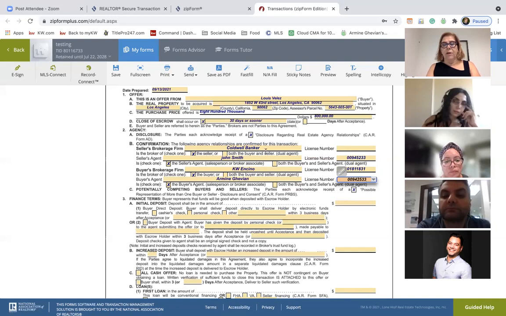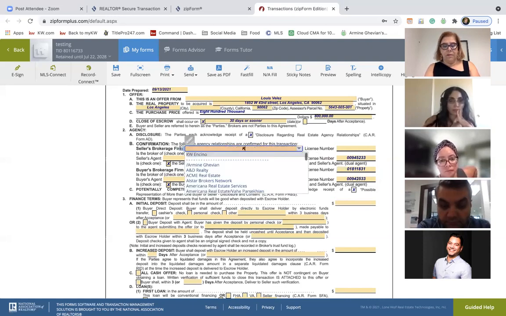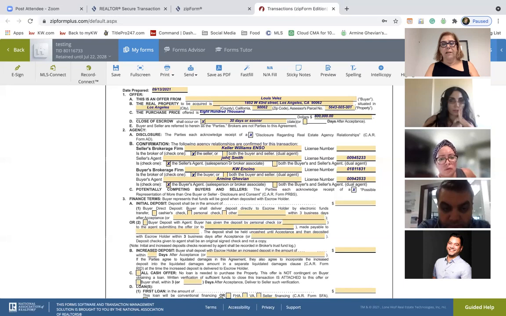What about if I was the listing agent and you were the buyer's agent? What will go here? Same, Keller Williams and Encino. Okay. Yeah, so what are we? Are we both the seller and buyer? Both buyer and seller. Because now we have become the same agency. Remember, we are sub-agents of the company.